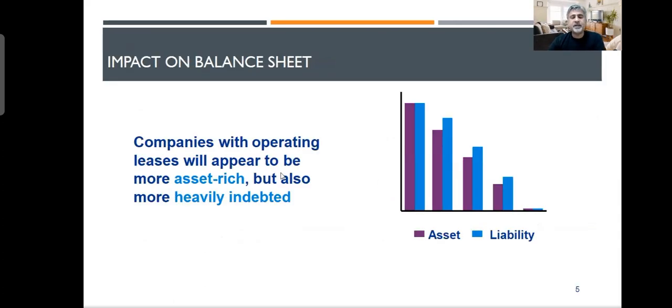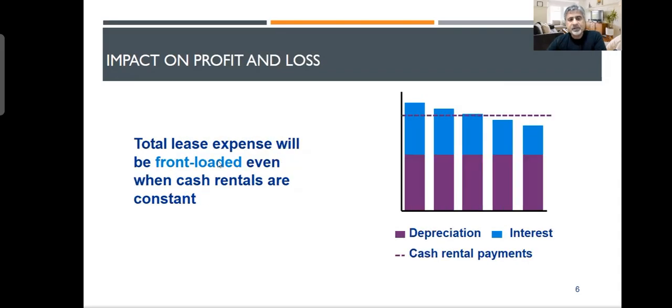Companies with operating leases will appear to be more asset rich, but also more heavily indebted. Those companies which had a lot of operating leases before, after IFRS 16 comes in, will change their accounting treatment. Assets will be added onto the balance sheets, and also liabilities. Total lease expense will be front loaded, even when cash rentals are constant. Front loaded because when you take the asset, you have to charge the depreciation of that asset, and that is going to be big money. So in the initial years, more expense will go to P&L in the beginning of the years.